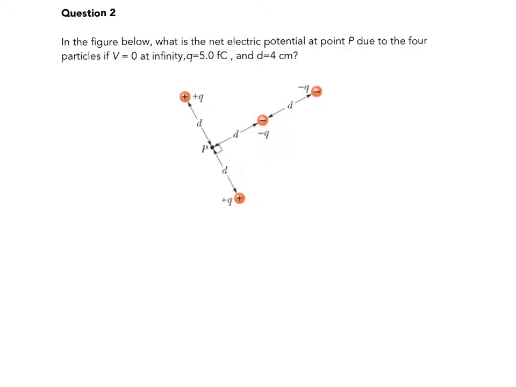So we have 4 charges here, and they are varying distances away from this point P right here. And we're asked to find the electrical potential at that point. Remember, electrical potential V is a scalar. That means we find the potential from each of those charges and add them up as scalars. They're not vectors. We just add them up as numbers.